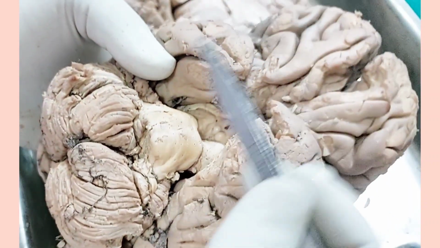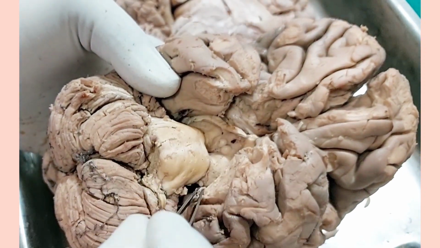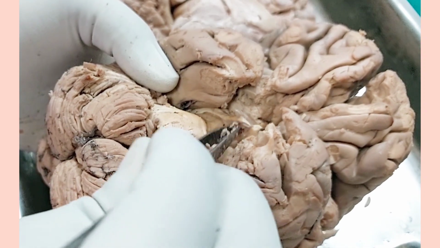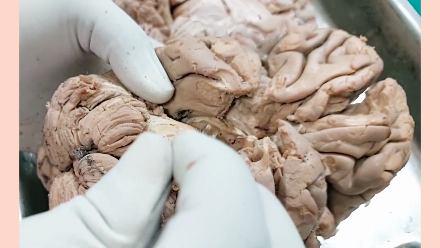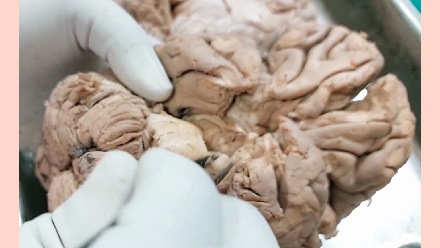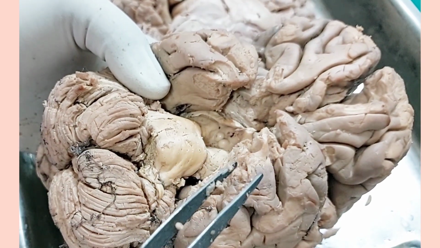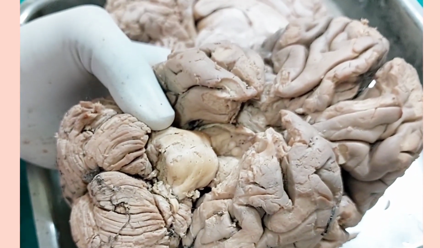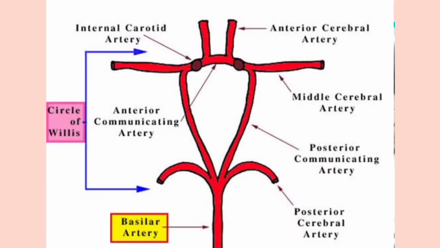This is the base of the brain, and you know this area is the interpeduncular fossa. So around the structures of the interpeduncular fossa, there is the circle of Willis. It is in the subarachnoid space within the basal cistern. You know there are three important cerebral arteries: anterior cerebral, middle cerebral and posterior cerebral.